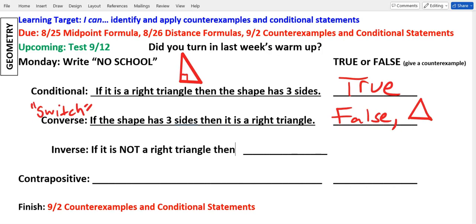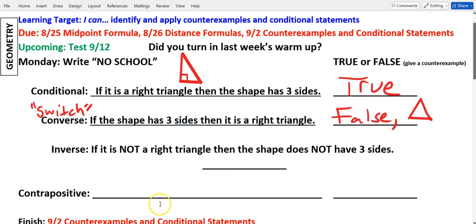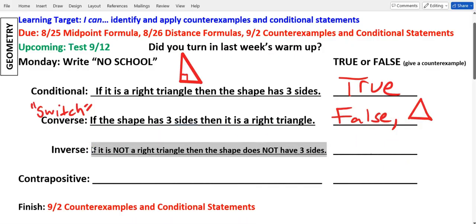How do I say the opposite of the shape has 3 sides? Then the shape does not have 3 sides. See how that works? So you can actually change a few words to make it grammatically flow better. If it is not a right triangle, then the shape does not have 3 sides. Again, with inverse, all we're doing is opposites. Okay, if you want the little one-word explanation, same order, drop the nots, make it opposite, okay?